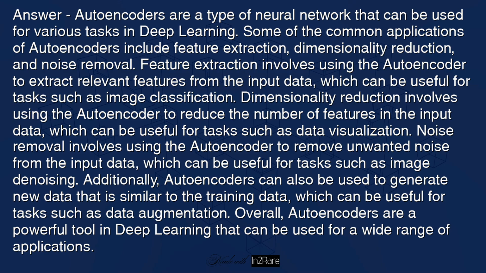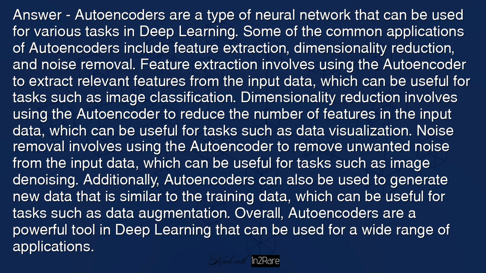Answer: autoencoders are a type of neural network that can be used for various tasks in deep learning. Some of the common applications of autoencoders include feature extraction, dimensionality reduction, and noise removal. Feature extraction involves using the autoencoder to extract relevant features from the input data, which can be useful for tasks such as image classification. Dimensionality reduction involves using the autoencoder to reduce the number of features in the input data, which can be useful for tasks such as data visualization.